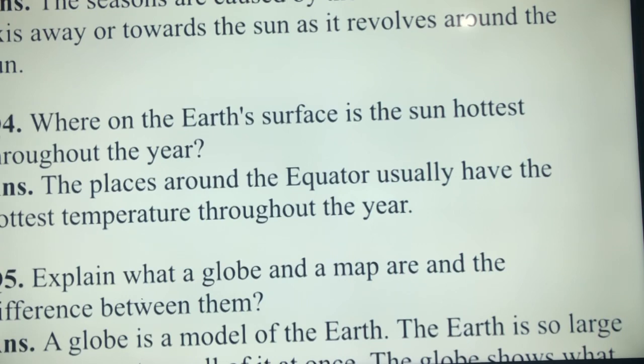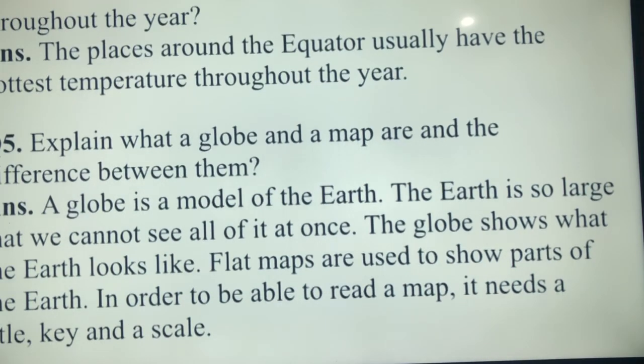Where on the earth's surface is the sun hottest throughout the year? The places around the equator usually have the hottest temperature throughout the year. You know, the equator is the middle part of the earth. So the places, the countries, the cities near the equator would face the hottest temperature. Let's move to question number 5.